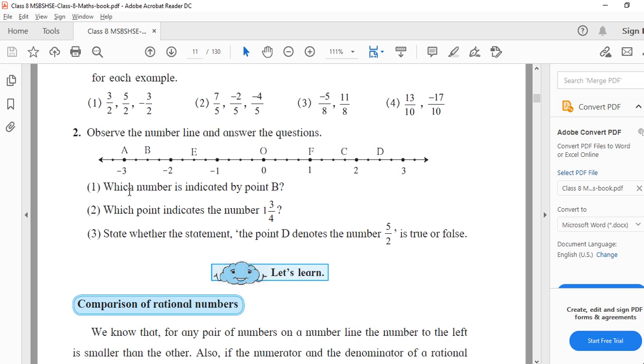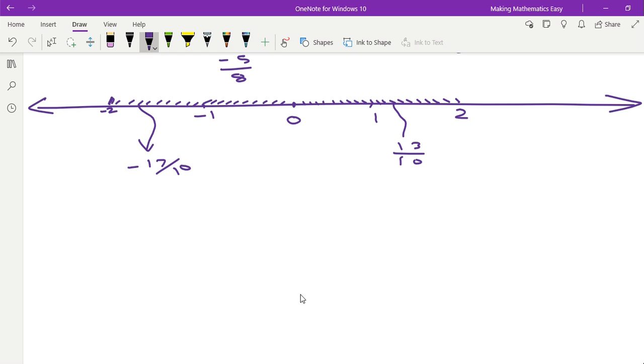Now what they have asked is which number is indicated by point B. So we need to see 1 2 3 4 5 6 7 8 9 10. So this is minus 10 upon 4. So your answer is minus 10 upon 4. This can also be cancelled, so this will be minus 5 upon 2, since 2 4s are 8 and 2 5s are 10. So your first answer is minus 5 upon 2.